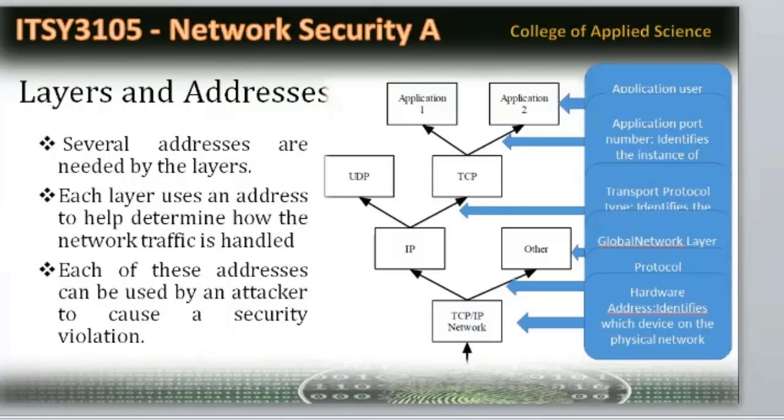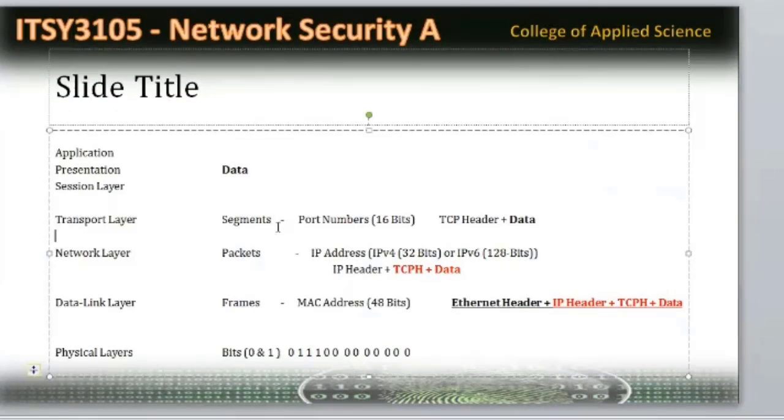I'll just show you the previous slide where I inserted it, so you can understand easily. See here: application, presentation, session, your data. In the transport layer, it is converted into segments, and port numbers are used. This is very, very important. The two major protocols available in the transport layer are the TCP protocol and the UDP protocol.